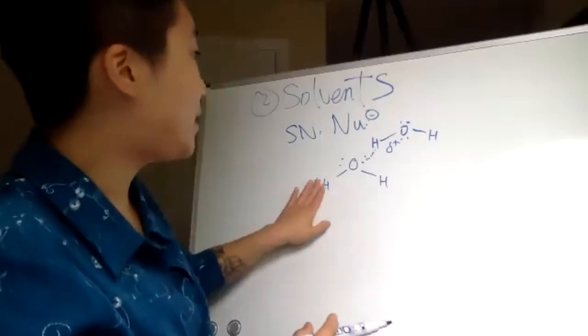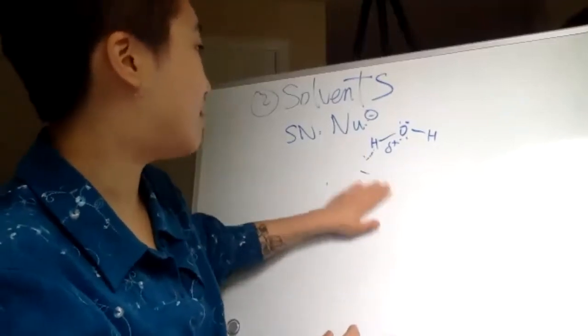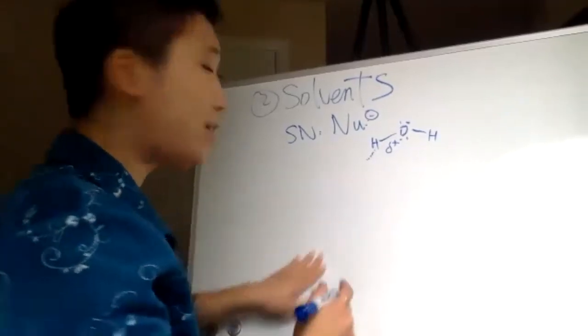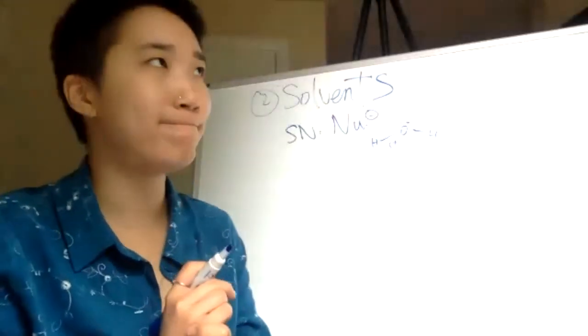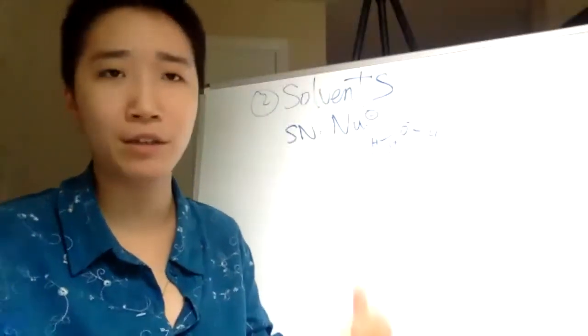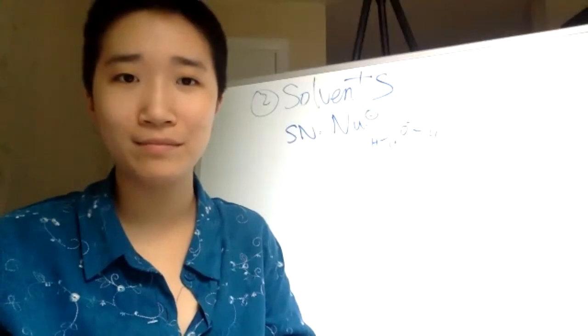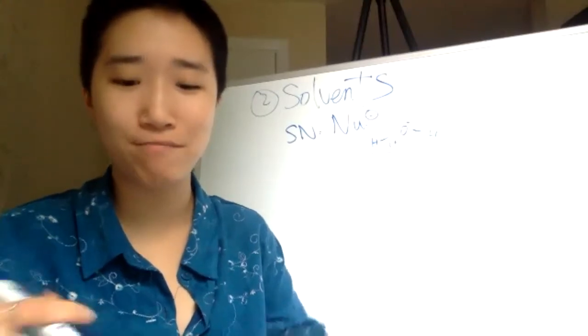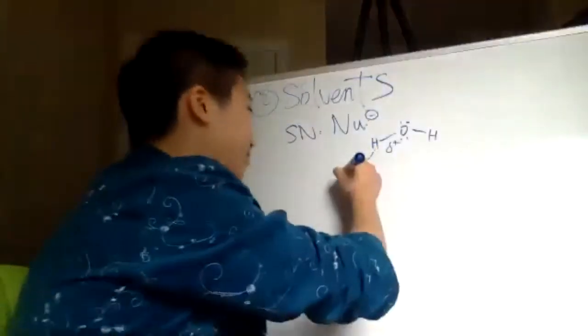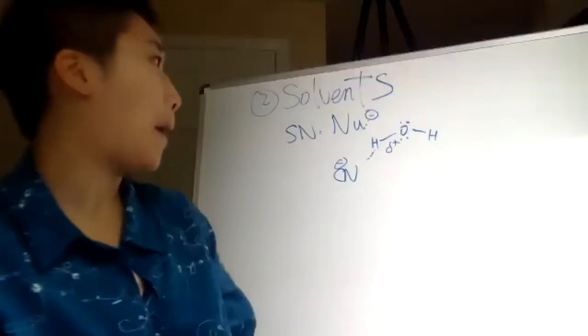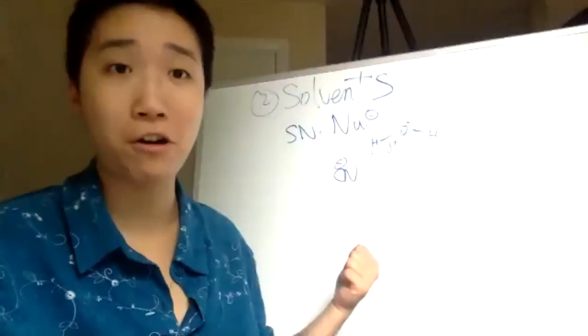And let's think, if I replace my water with a nucleophile, such as, somebody give me a nucleophile. Just shout out a name for a nucleophile. CN? CN minus? Great. So we have a negative charge, a hard negative.